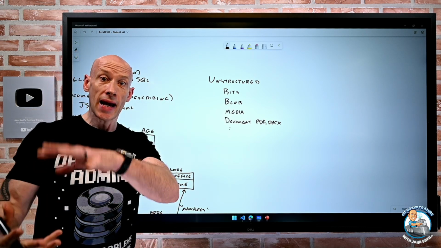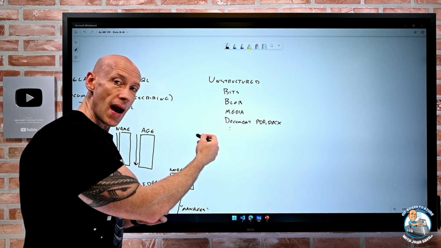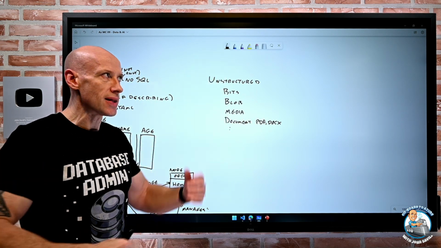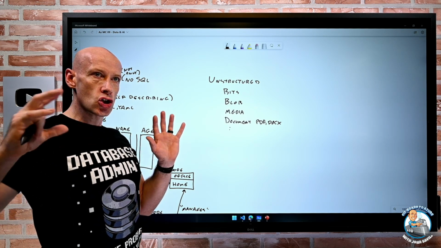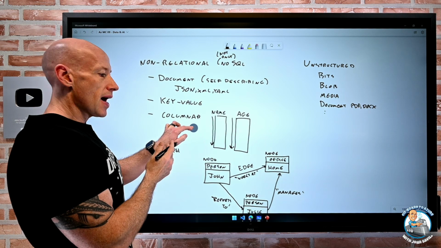Now, certain applications will understand the format within this whole sequence of bits, but it's not a general type of, hey, data that I have in some kind of database.